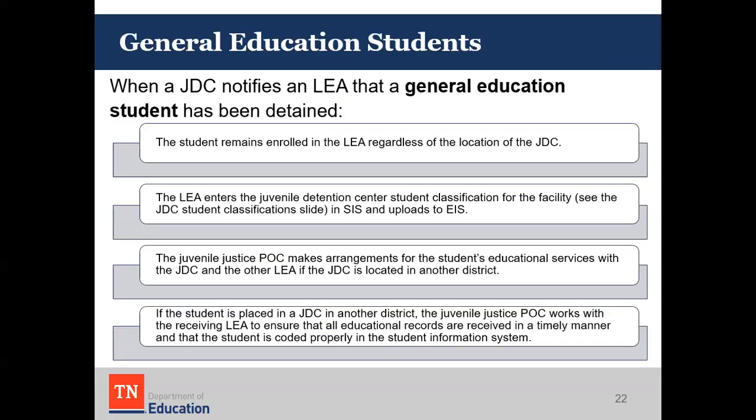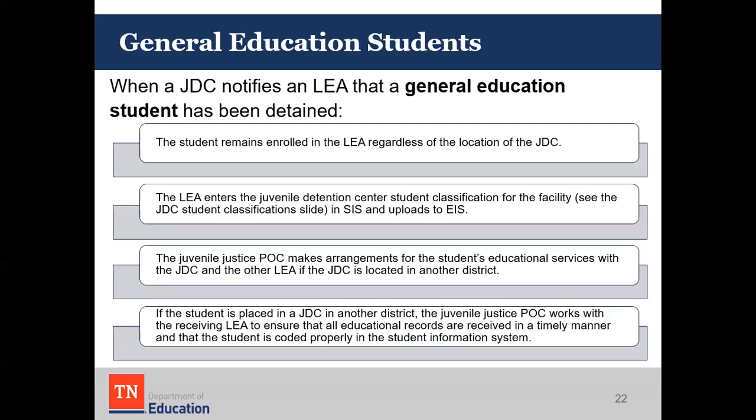When a JDC notifies an LEA that a general education student has been detained, the student remains enrolled in the LEA regardless of the location of the JDC. The LEA enters the Juvenile Detention Center student classification for the facility, and you can see the JDC student classification slide, in SIS and uploads it to EIS. The juvenile justice point of contact makes arrangements for the student's educational services with the JDC and the other LEA if the JDC is located in another district.